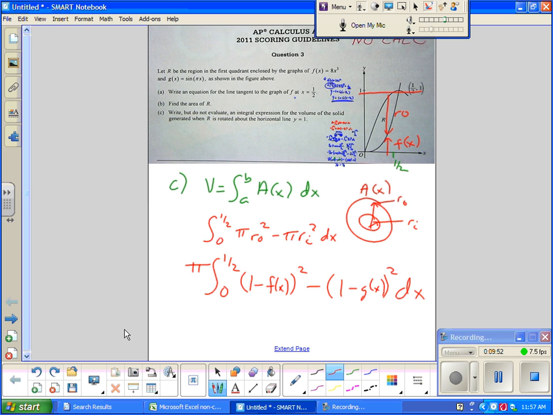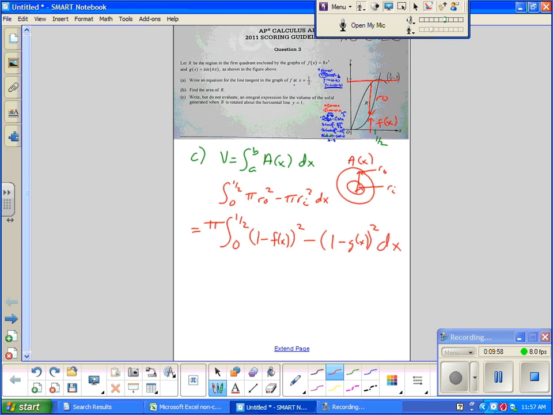Now it said set up but do not evaluate, right? You guys catch that? So all we have to do to finish is put in f of x and g of x. So our last step here is this: 1 minus f of x is 1 minus 8x cubed, minus g of x is 1 minus sine of pi over x. They're both squared. Don't forget the squares. dx. Everybody, this is worth 3 points.